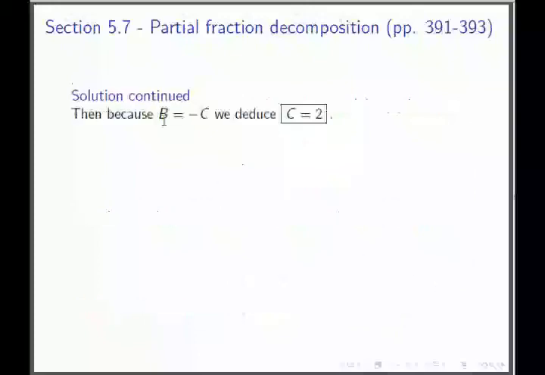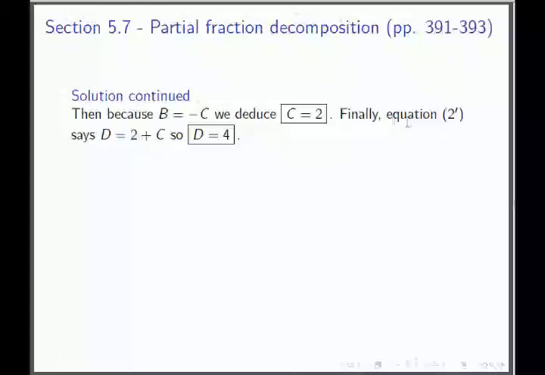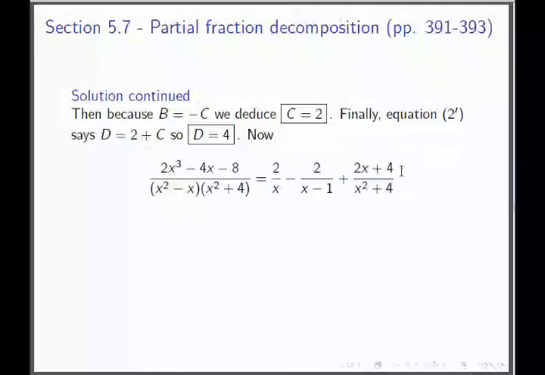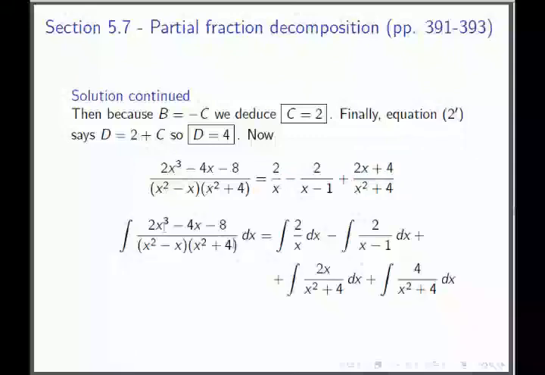Okay, well then because we already know that b equals negative c, we can deduce that c must equal 2. And then finally the last equation says d equals 2 plus c, so therefore since c equals 2, d must equal 4. And so our partial fraction decomposition looks like this. Plugging in a equals 2, b equals negative 2, there's the negative, c equals 2, and d equals 4. And now we're ready to integrate this function by computing these four integrals separately.